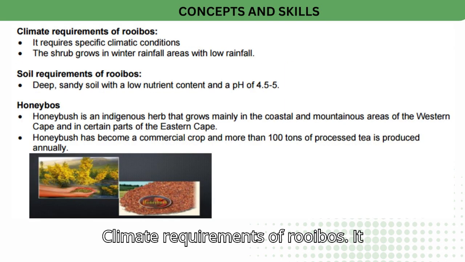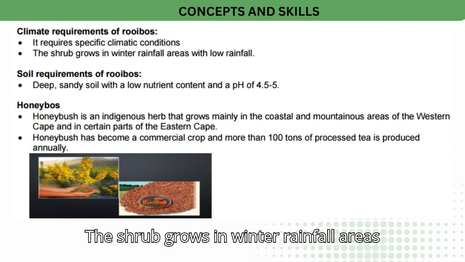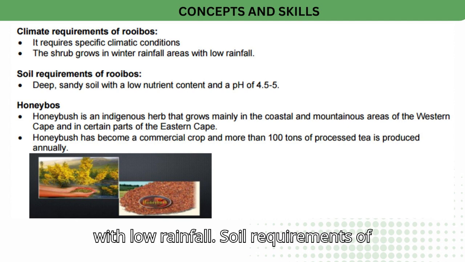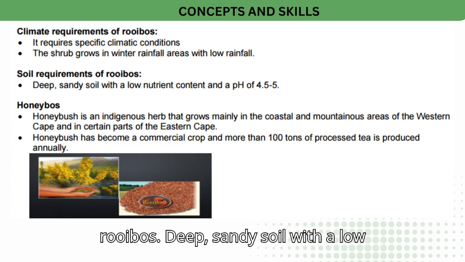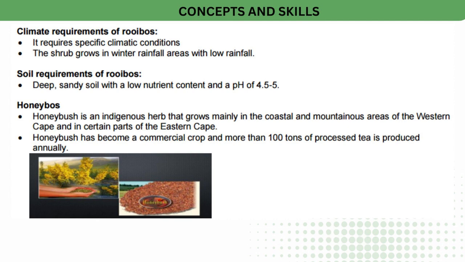Climate requirements of rooibos. It requires specific climatic conditions. The shrub grows in winter rainfall areas with low rainfall. Soil requirements of rooibos. Deep, sandy soil with a low nutrient content and a pH of 4.5 to 5.